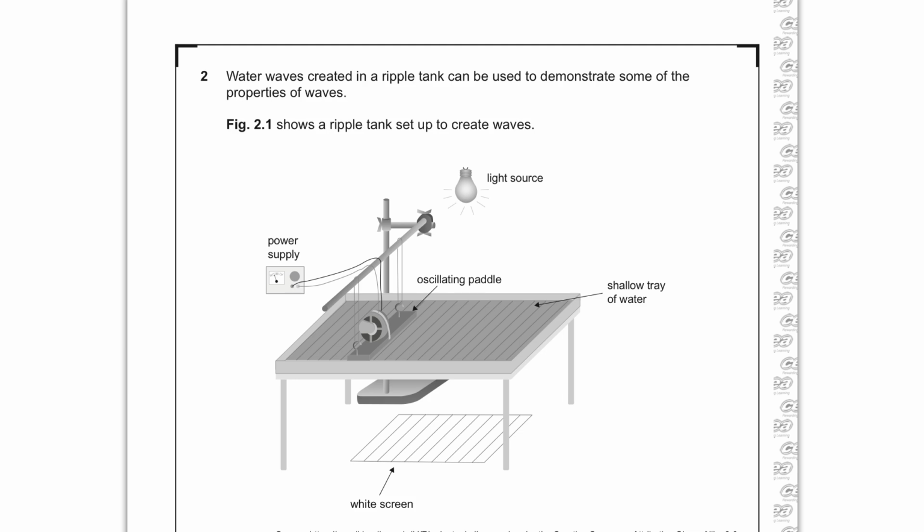Question 2. Water waves created in a ripple tank can be used to demonstrate some of the properties of waves. And figure 2.1 shows a ripple tank set up to create waves. And you can see the setup here. They've got a power supply, they've got a long paddle that's oscillating, and that's creating nice flat waves.